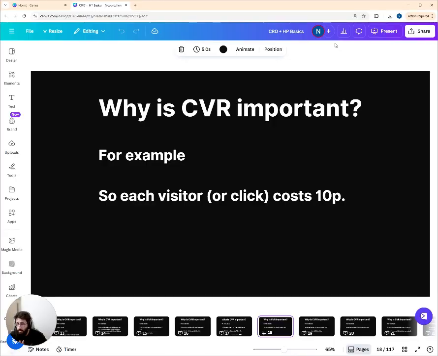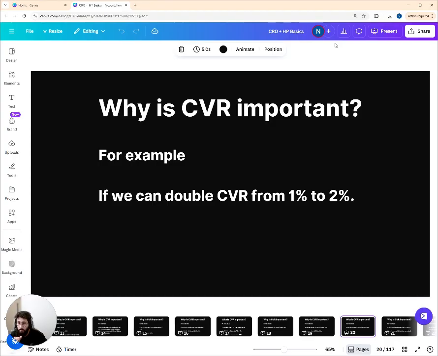Now, that means that each unique click on the actual web page costs us 10p, which means that our cost per click is 10 pennies. So every time someone clicks on that link and goes to visit our website, we're basically charged 10p by Meta or Google or whoever you're advertising with.